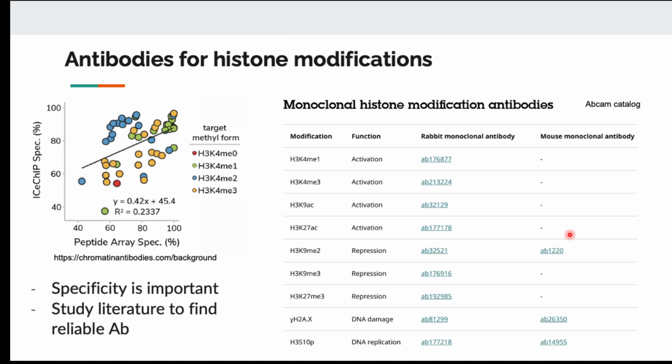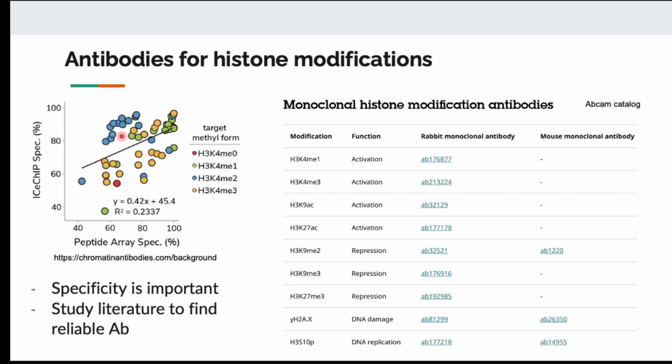You want your antibody to be very specific to the protein or the histone that you are studying. Some people have analyzed antibodies from multiple companies. There are many companies that will sell you antibodies for certain modifications of the histone. In this case, I take the catalog from one company. They have the antibody for histone 3, the 4th lysine with 1 methylation, or histone 3, the 4th lysine with trimethylation, 3 methylated groups. There are antibodies that are specific to even the number of methylations on the histone tail.